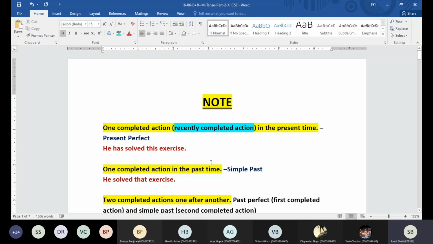Like he has solved this exercise. Already we are mentioning what? This exercise. When we have a word like this, that means we are referring to something in the present time. If you get something like that, then we are generally talking about the past time.